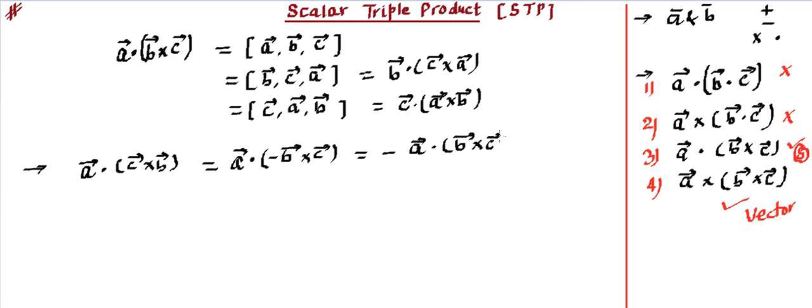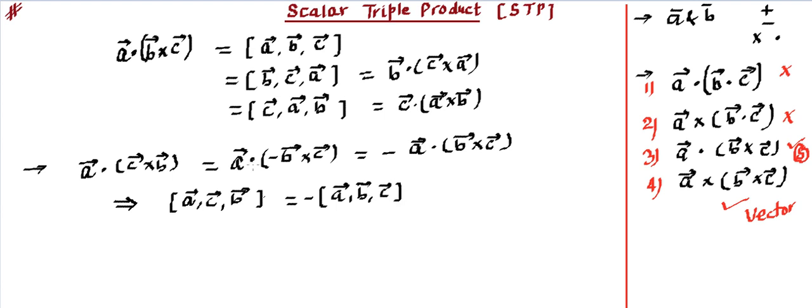Now if you have understood what I have done over here, I have just said that if we are exchanging the locations of cross product elements or vectors, then there is going to be a minus sign coming in. This can be rewritten as this scalar triple product of A, C, B is basically equal to minus of scalar triple product of A, B and C, right?